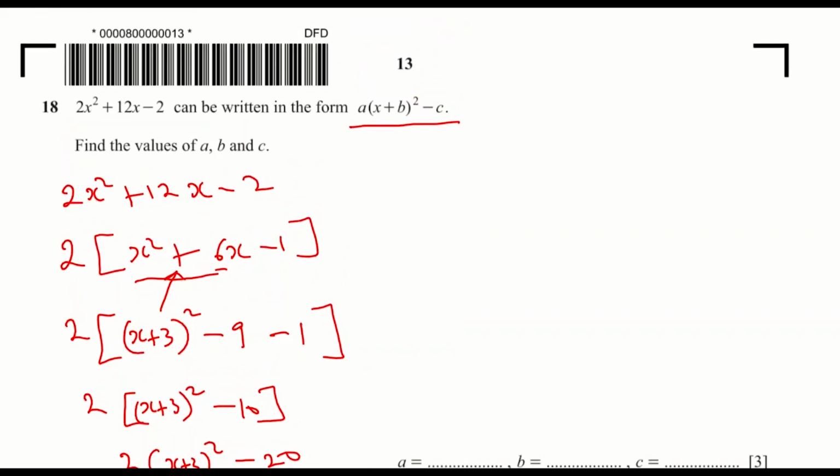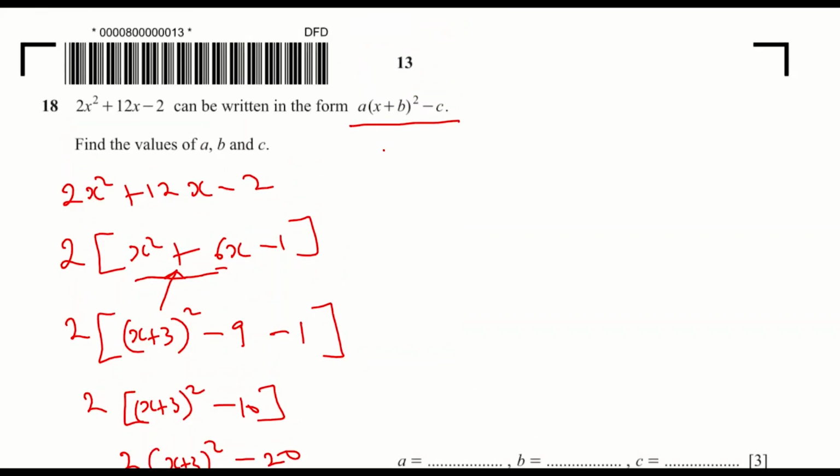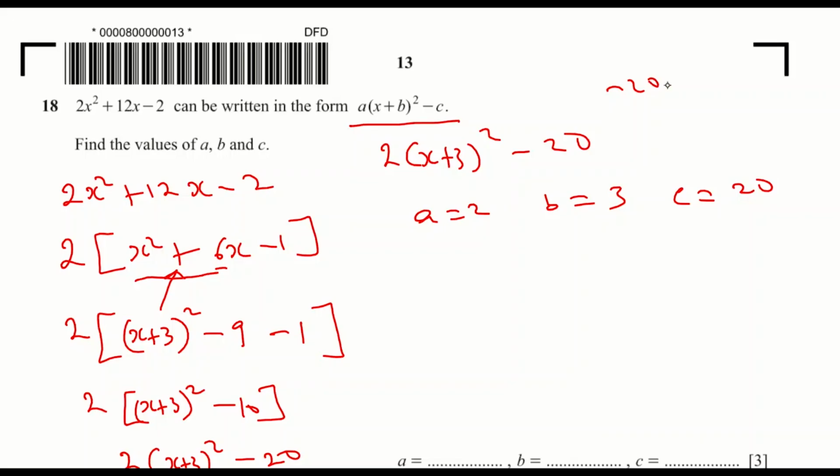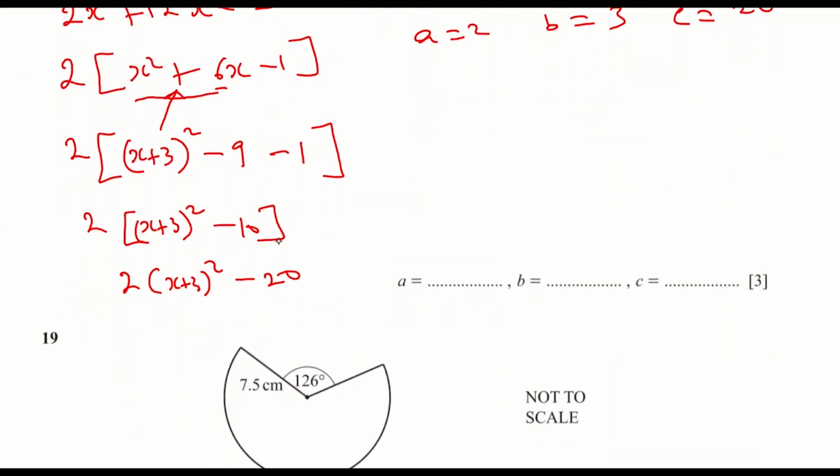If you compare it with this now, let me write it here. You have 2 into x plus 3 all squared minus 20. So you see that A equals 2, B equals 3, and C equals 20. Because here you have minus 20 equals minus C, so C will be equal to positive 20. So I think we are good to go. You can scroll down and write the values there. A equals 2, B equals 3, and C equals 20.